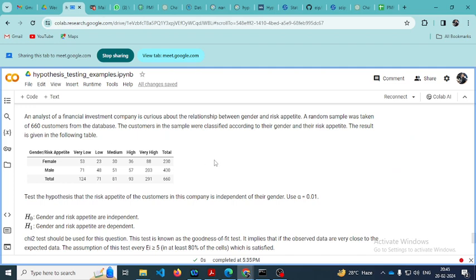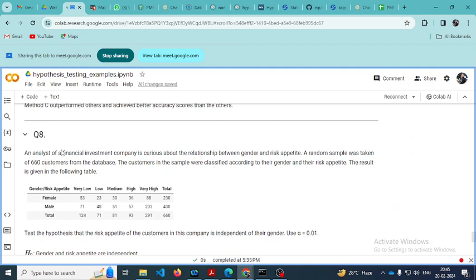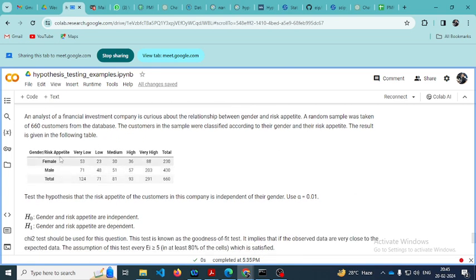So let me go through this problem. The next problem: an analyst of a financial investment company is curious about the relationship between gender and risk appetite. A random sample was taken of 660 customers from the database. The customers in the sample were classified according to gender and their risk appetite. The result is given in the following table.